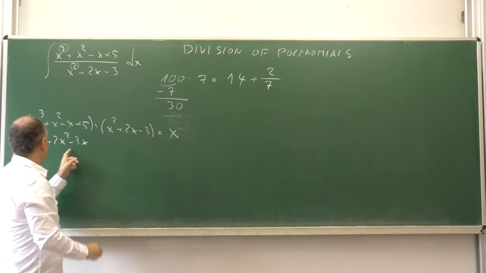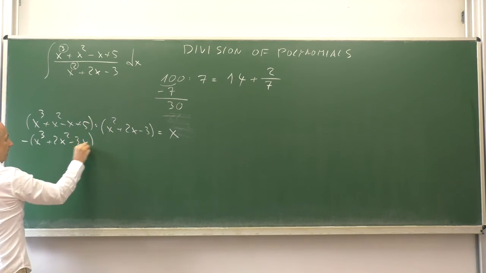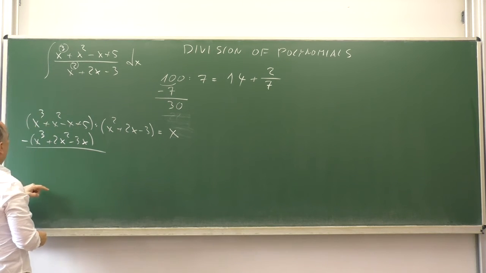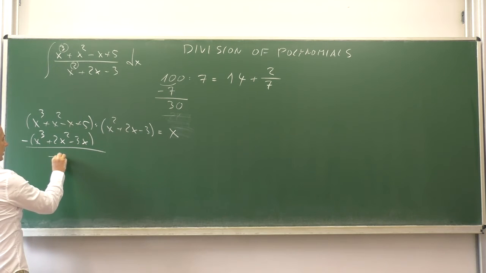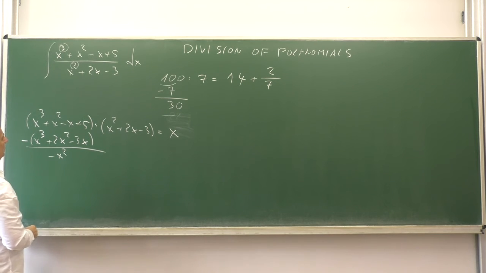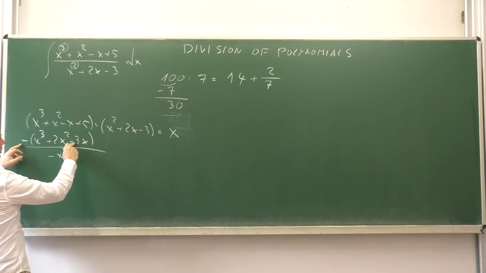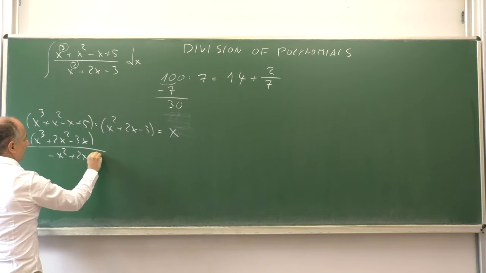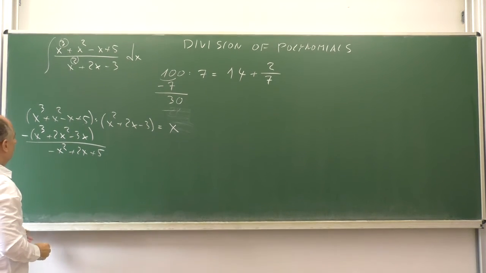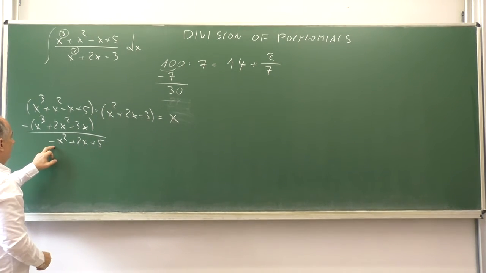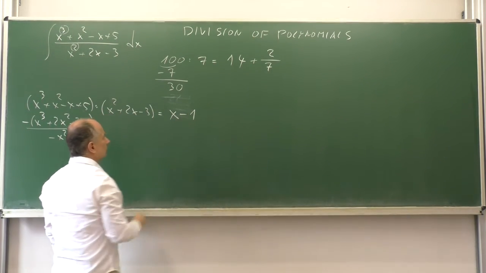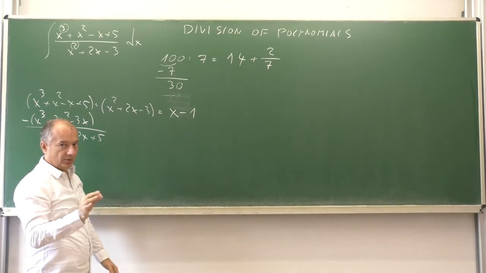Then we change the sign and we add these two terms. x cubed minus x cubed is 0, that's good. x squared minus 2x squared is minus x squared. Minus x plus 3x is plus 2x plus 5. And then we divide once again. Minus x squared divided by x squared is minus 1. But not exactly, we must correct this.